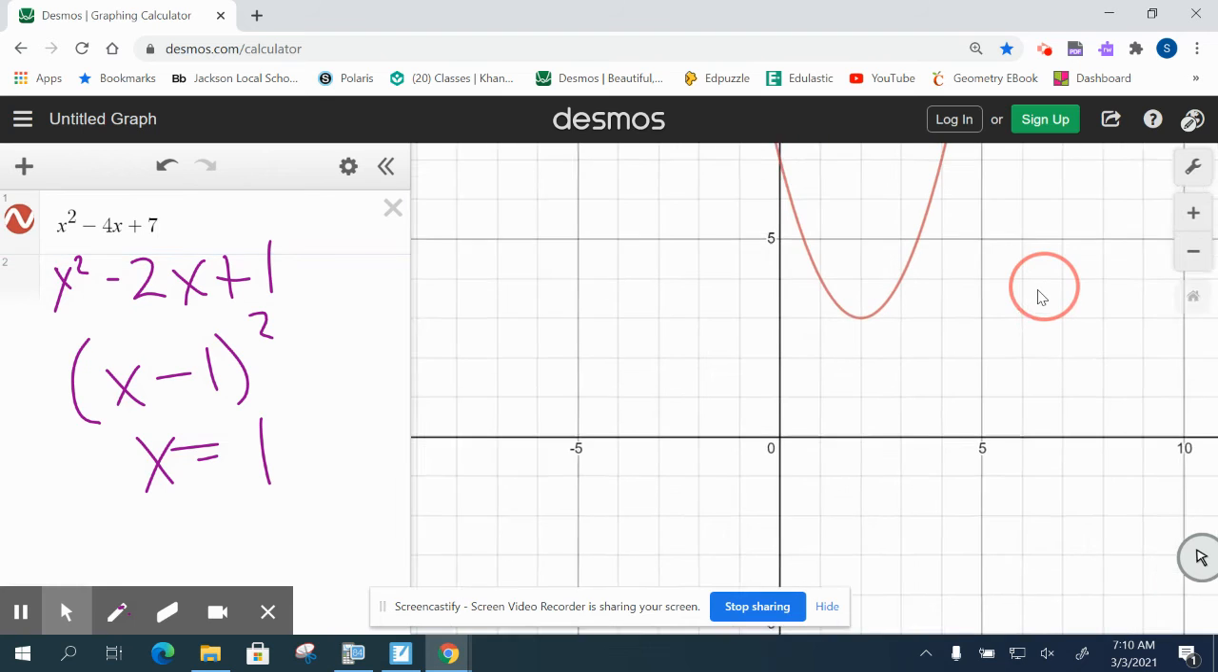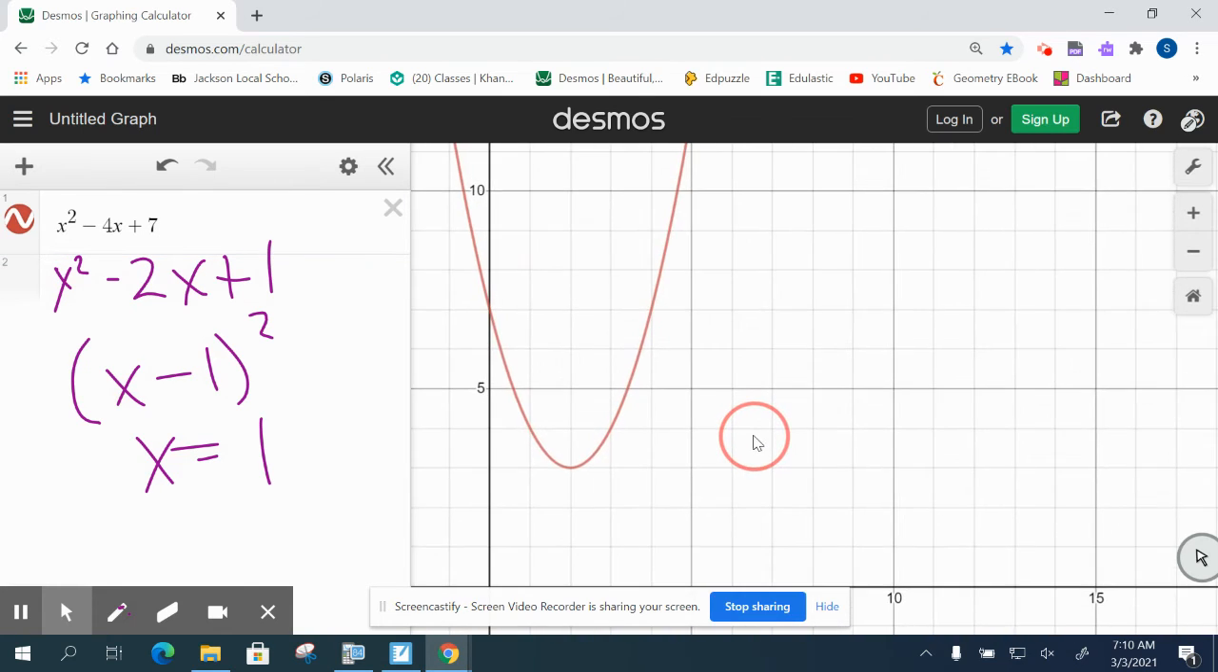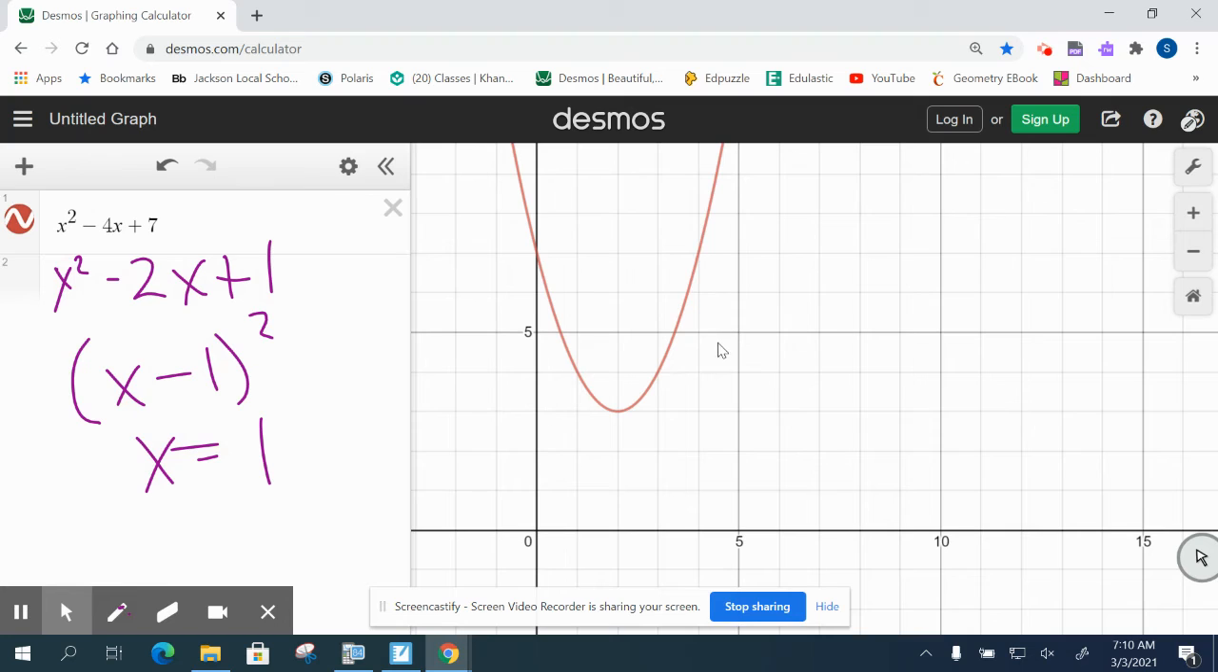Okay, so something interesting happens here. Are there solutions? Remember, solutions are where it crosses the x-axis. So for this one, there are actually no solutions because it never touches the x-axis. The vertex is above the x-axis and the parabola opens up. But we can still graph it. We can still plot the vertex and we can still plot the y-intercept.